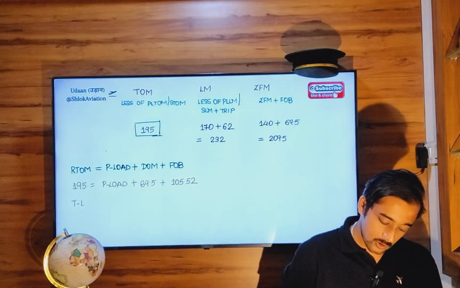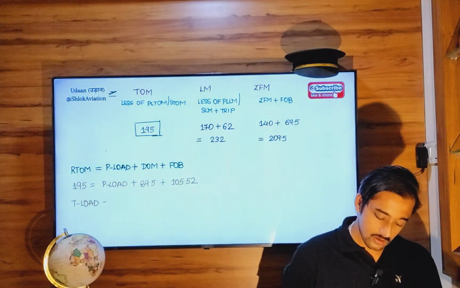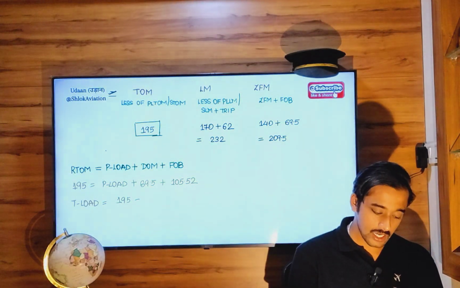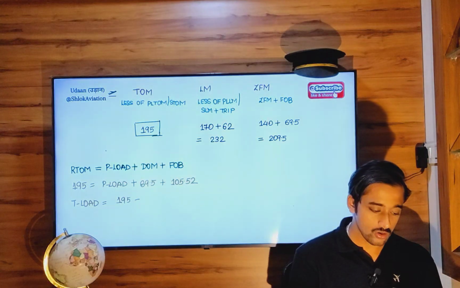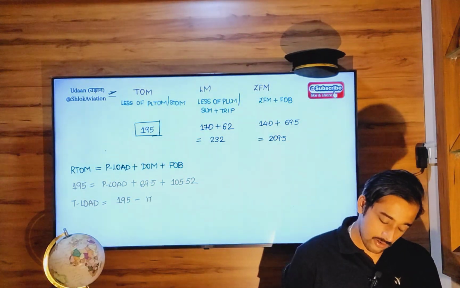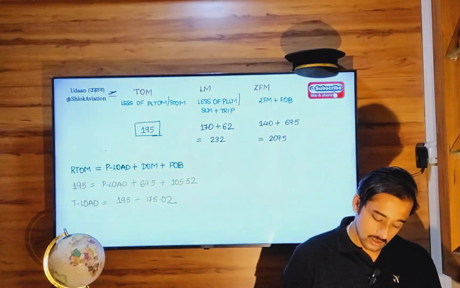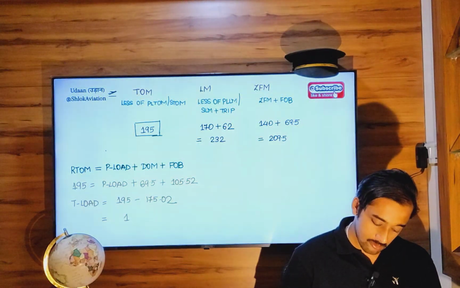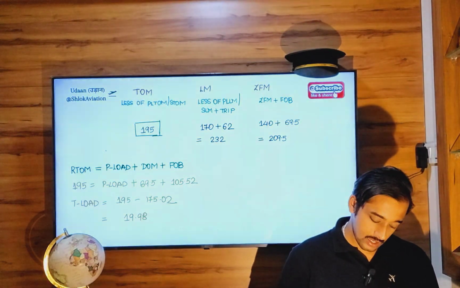Traffic load or payload will be equal to 195 minus (69.5 plus 105.52), which is 175.02. So that is equal to 19.98.